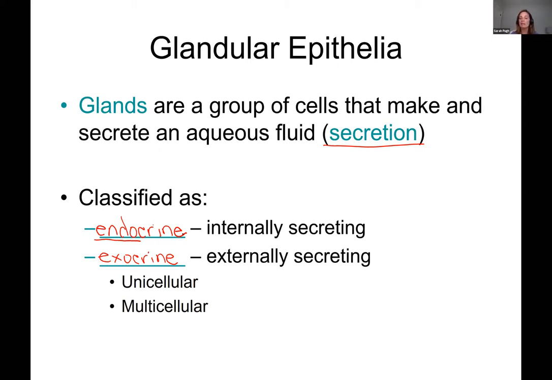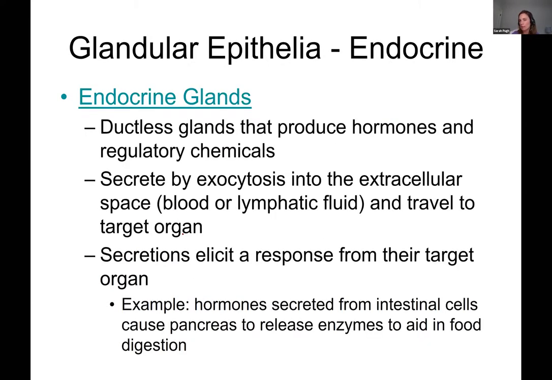Endocrine glands, I am not going to spend a huge amount of time on these in this chapter. We have an entire chapter at the end of the semester, chapter 16, where we will focus on the endocrine system. Endocrine glands are the glands in the body that secrete hormones. So they're releasing right into your bloodstream. They're releasing hormones and other regulatory chemicals.